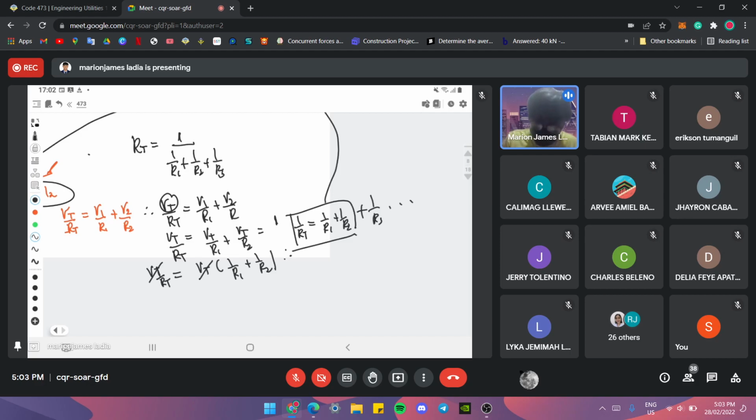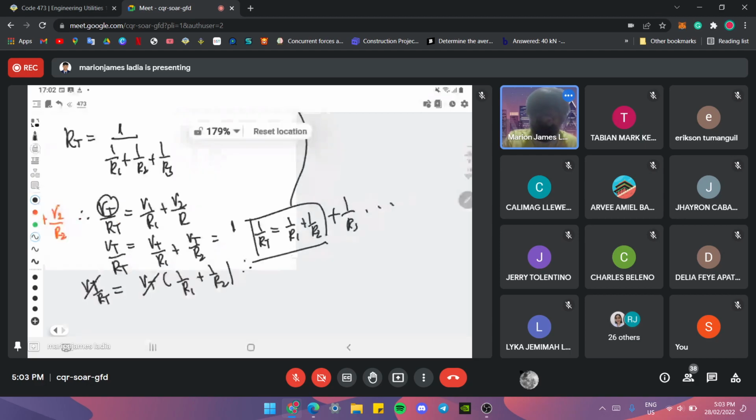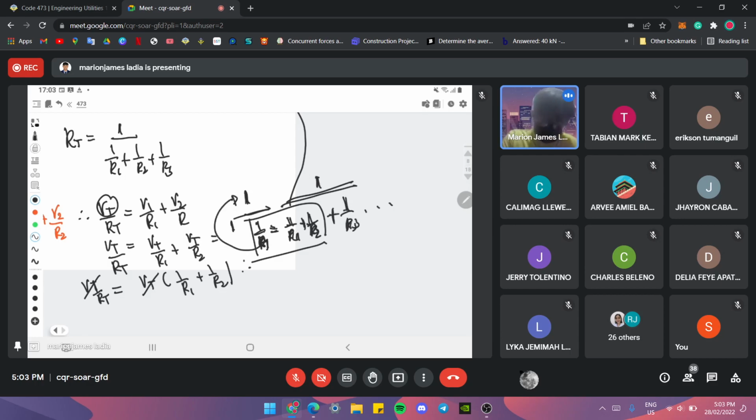So, paano ba nangyari yun? Parang ganito lang. Magka-cross multiply ka. Itong R total mo, mag-divide by 1 ka dito. So, ganyan. 1 divided by 1 over R total is equal to 1 all over 1 over R1 plus 1 over R2 plus 1 over R3. Itong R total mo, syempre tataas yan, di ba? Kasi dinivide mo eh. So therefore, R total is equal to, matitira yung ating nasa baba, 1 over R1 plus 1 over R2 plus 1 over R3.